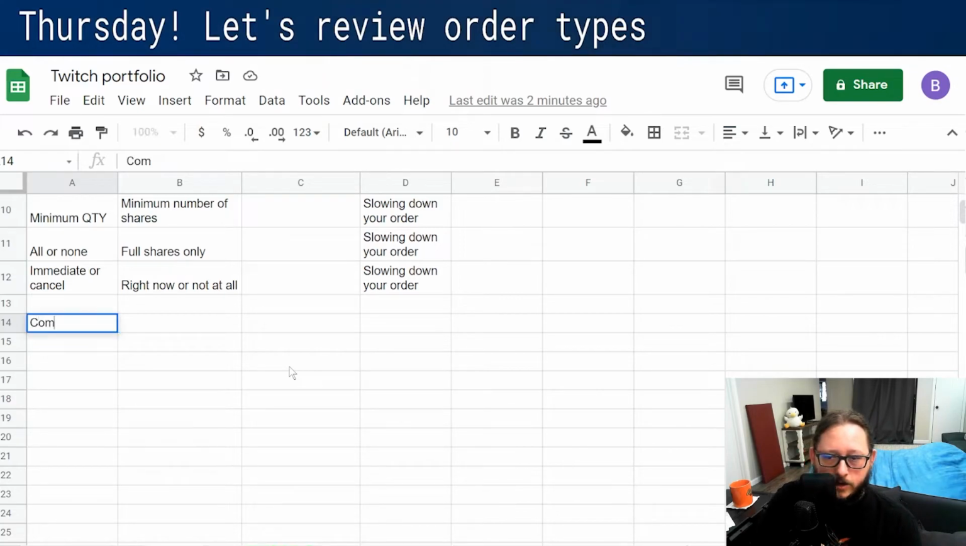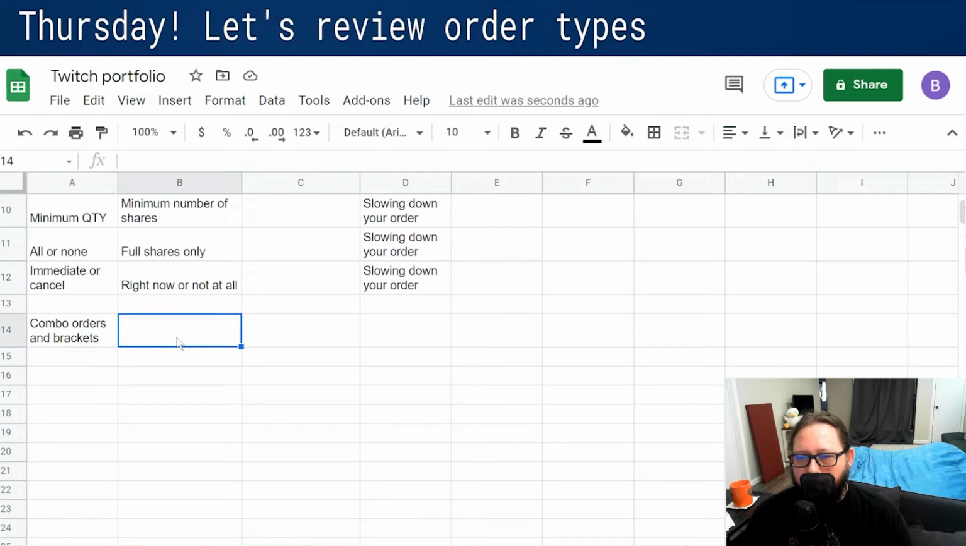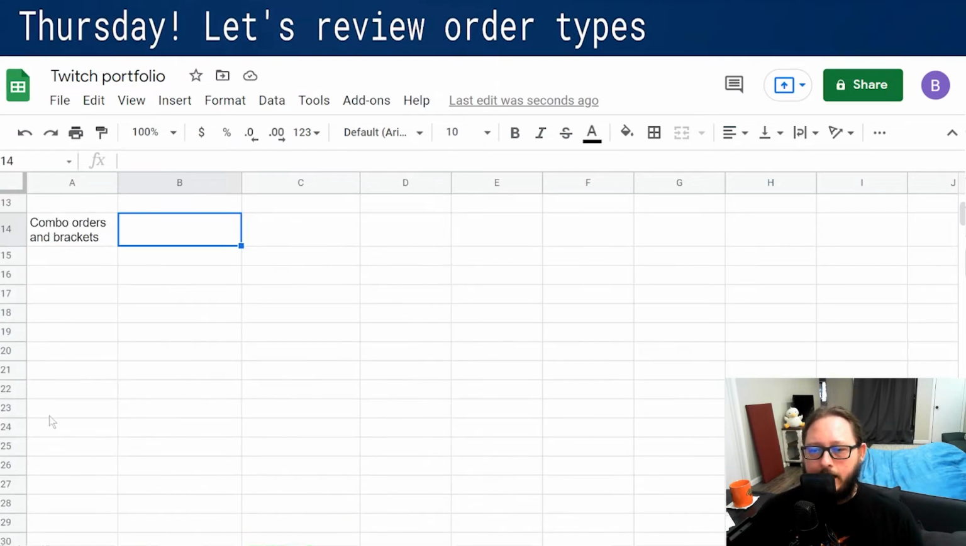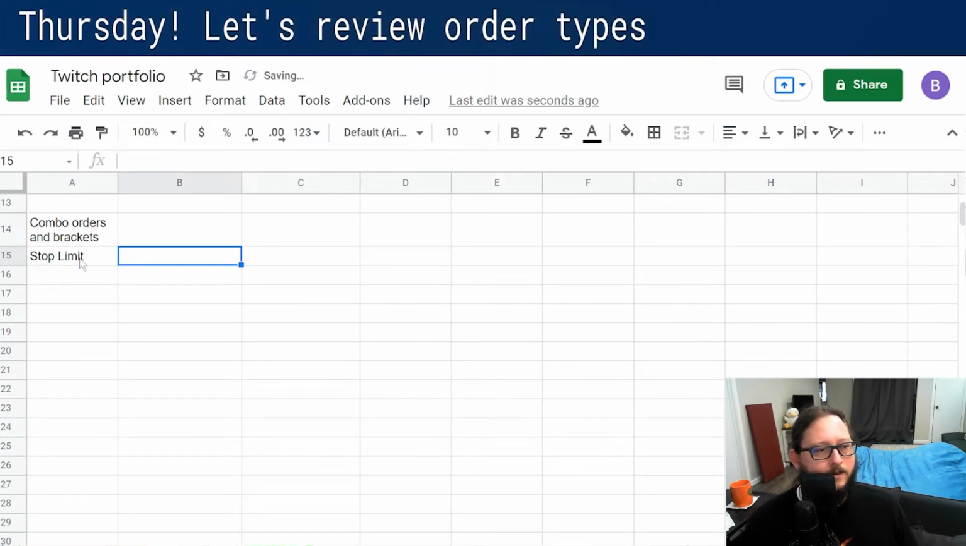All right. So you can combine multiple order types. Okay. Market is market. No combination there. But you can do combo orders and brackets. All right. Not all brokers have this available. Again, check with your broker, see if it's available. But combo orders, the first one we're going to talk about is a stop and a limit. All right. So stop limit order. Okay. A stop limit is combining the trigger feature with the minimum price requirement feature.